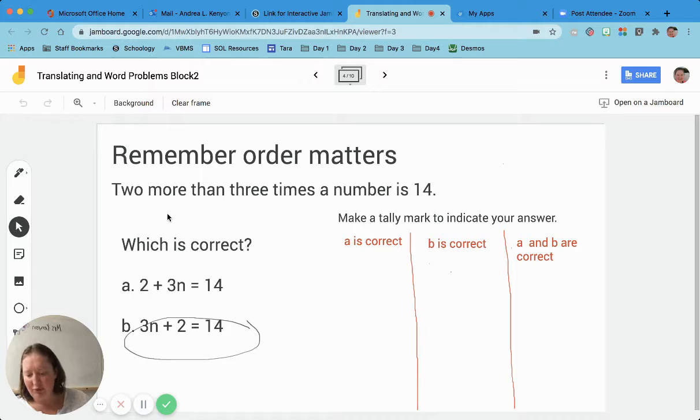Now, mathematically, you would get the same answer for either one. So you might be wondering, well, why does it matter? It matters when we're doing subtraction. That's when order really matters. But if you're going to correctly translate this, you are going to go with the order that it's written in. Okay, next slide.